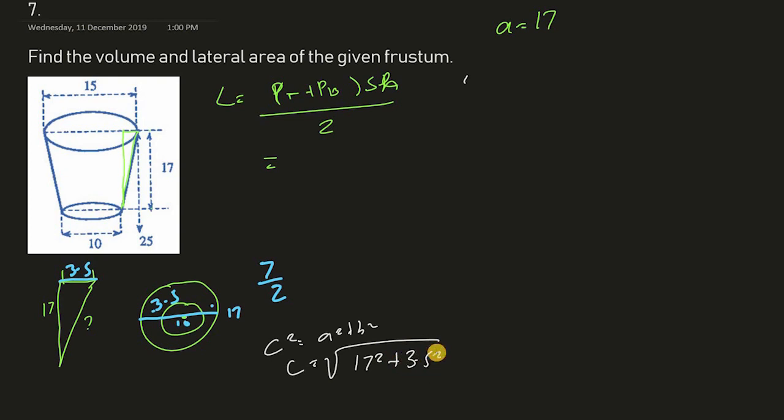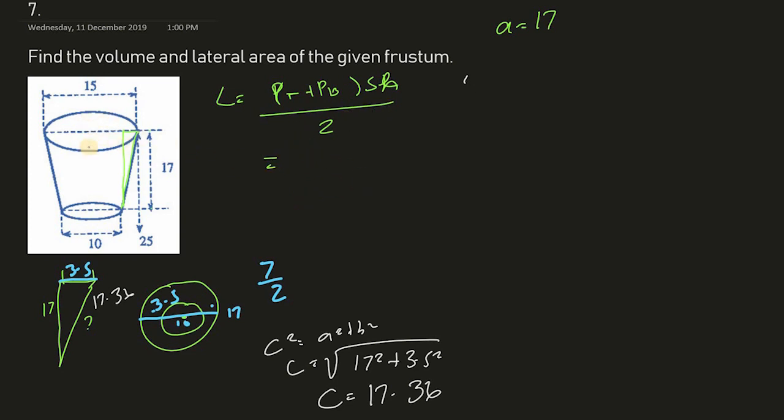17 squared plus 3.5 squared. That's equal, guys, square root of 17 squared plus 3.5 squared. C is therefore equal to 17.36. That's 17.36, guys. Alright, yes. So if that's 17.36, I can now solve for this problem.